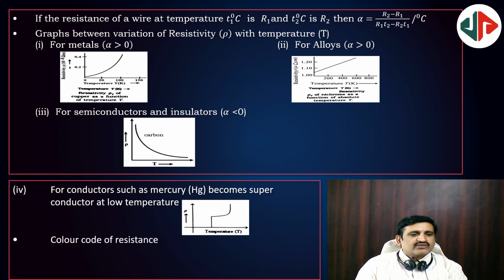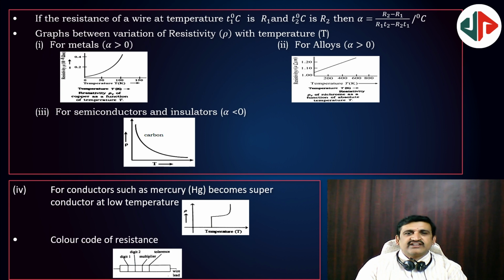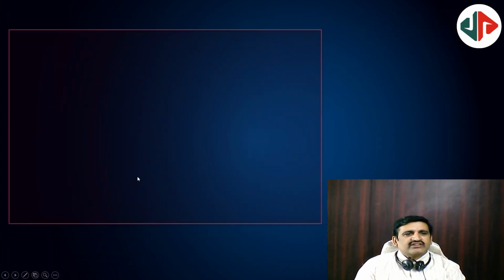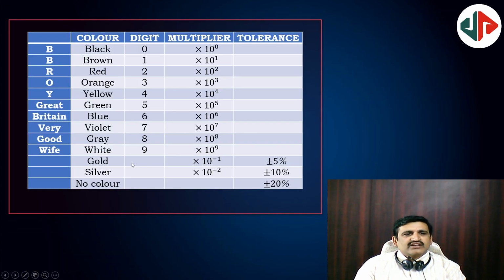And the color code for resistances. Of course, color codes in certain years are deleted from the portions, but can be replenished soon. So the first band is digit 1, the second band is digit 2, the third band is the multiplier, and the fourth band is the tolerance. Sometimes the fourth band will be absent, that we will check, so that we can have this table.